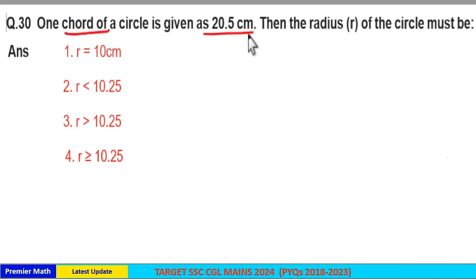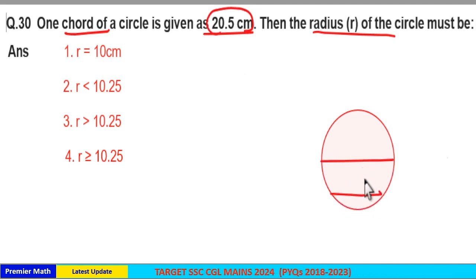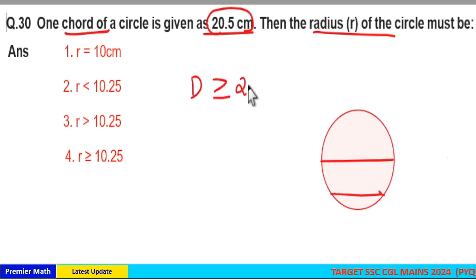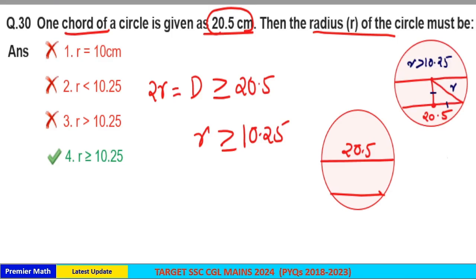One chord of a circle is given as 20.5 cm. Then the radius of the circle must be? For any circle, the diameter is its largest chord. But we don't know whether this 20.5 cm is a diameter or not. It can be a diameter or a chord. Then the diameter should be greater than or equal to the chord length 20.5 here. Diameter means 2 into radius. Then r should be greater than or equal to half of 20.5, that is 10.25. Option 4 is your answer.